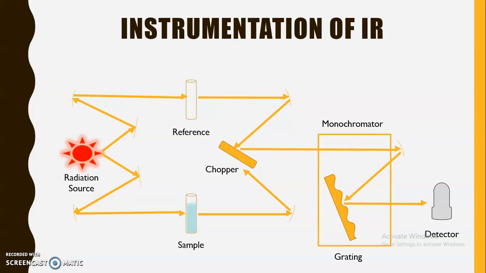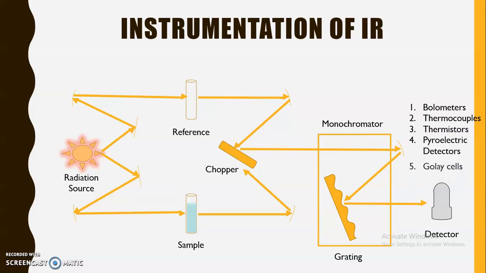Now there are different types of detectors that are used. I will just quote the names of these detectors. One is the bolometer, then the second one is thermocouples, thermistors, pyroelectric detectors, and Golay cells.